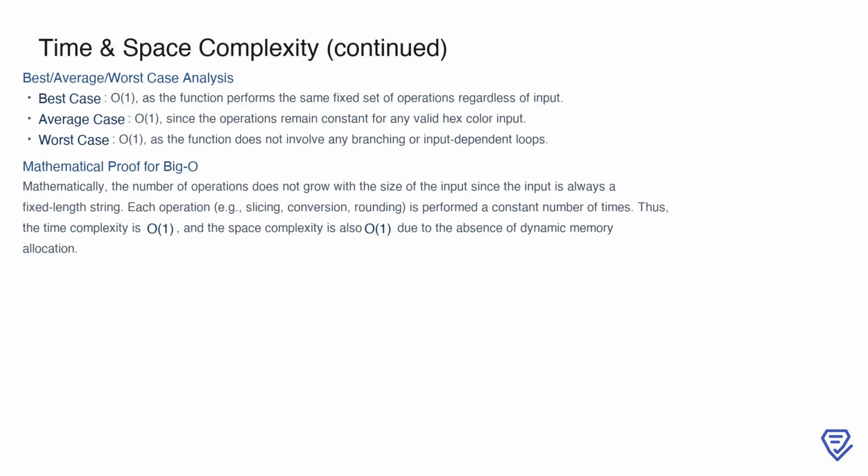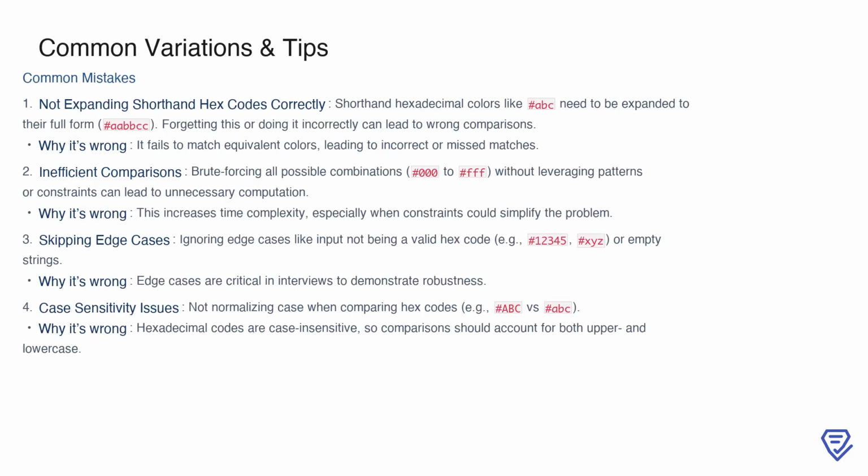One of the most common mistakes when working with this problem is not expanding shorthand hexadecimal color codes correctly. Shorthand codes like #ABC need to be expanded to their full 6-character form, such as #AABBCC. Failing to do this or doing it incorrectly can lead to mismatched comparisons and incorrect results. Another issue arises from inefficient comparisons. For instance, brute forcing through all possible combinations from #000000 to #FFFFFF, instead of leveraging patterns or constraints, can result in excessive computation and poor performance. It's important to optimize wherever possible.